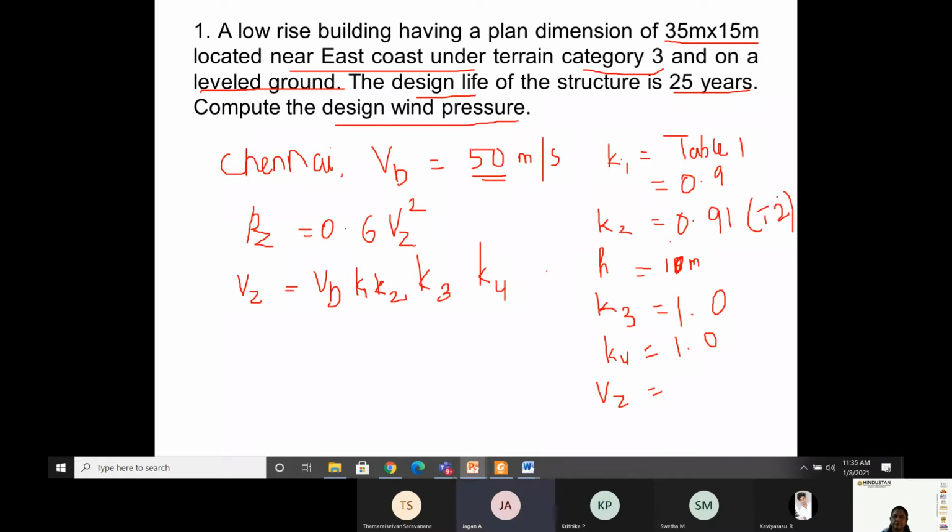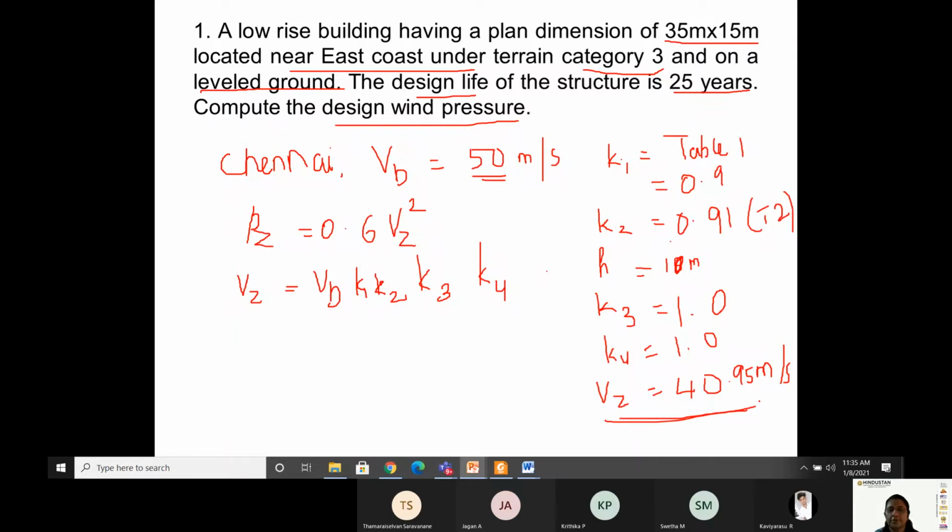40.95, because your basic wind speed was 50. Now, with all the parameters included, it is coming as 40.95 meters per second. So this is the design wind speed.